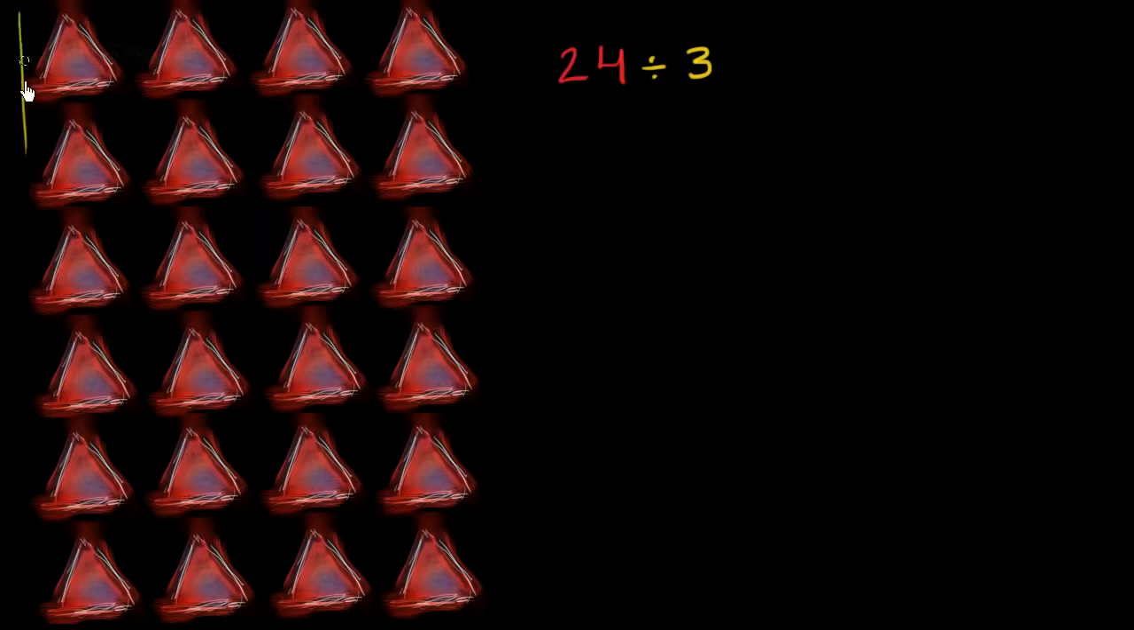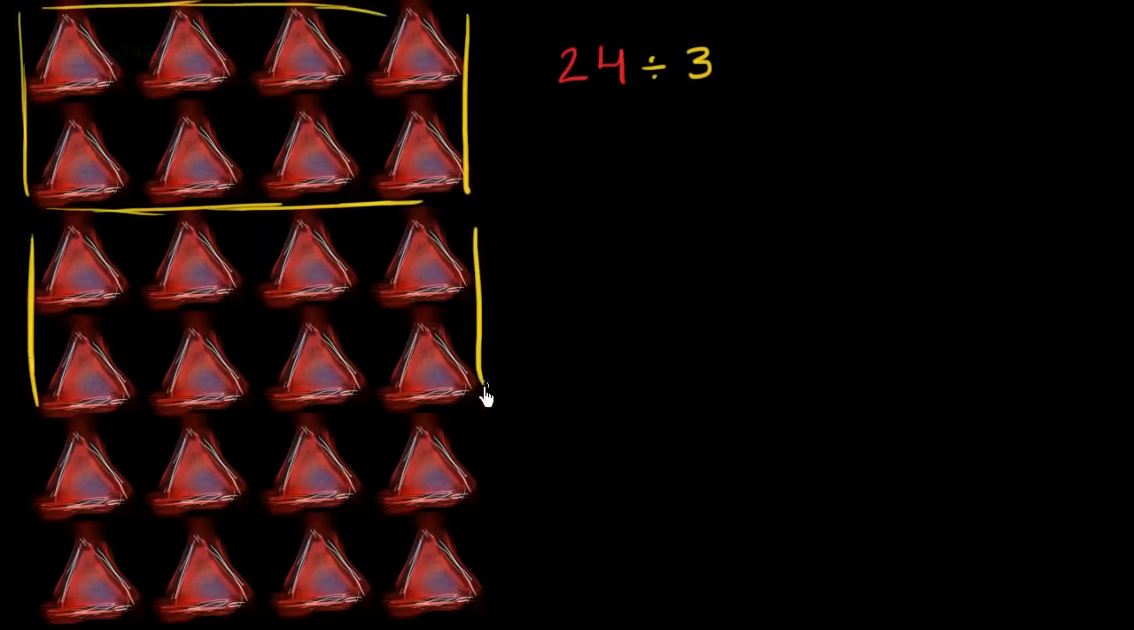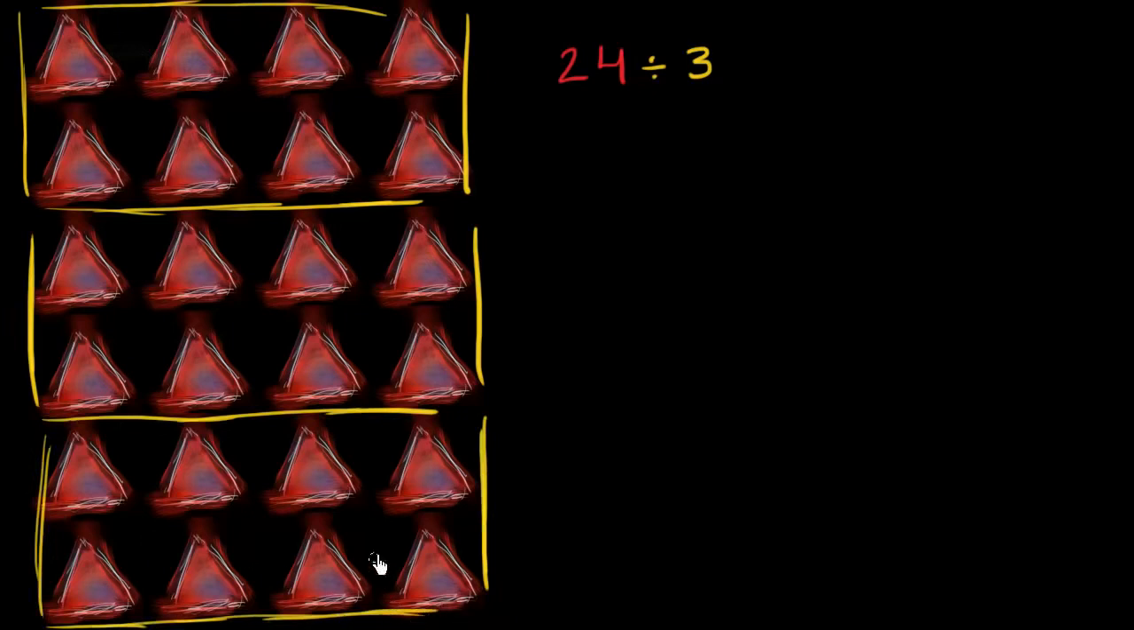So I'm going to divide it into 3 equal groups. So that is one equal group right over there. Then I have another equal group right over here. And then I have a third equal group right over here. So if I divide 24 into 3 equal groups, 1, 2, 3, how many are going to be in each group? Well, we can count that. We have 1, 2, 3, 4, 5, 6, 7, 8 in each group. So we could say that 24 divided by 3 is equal to 8.